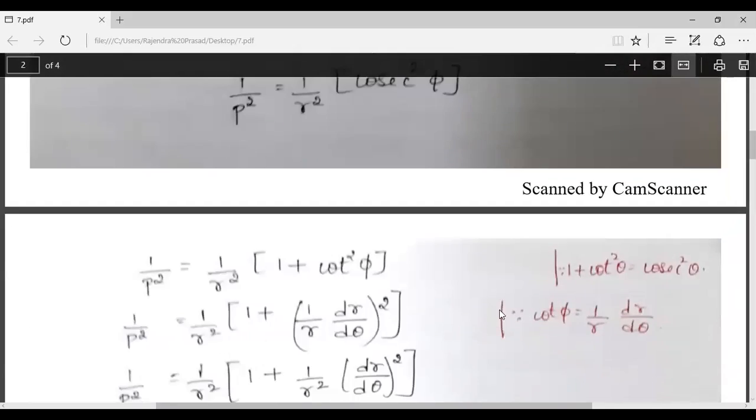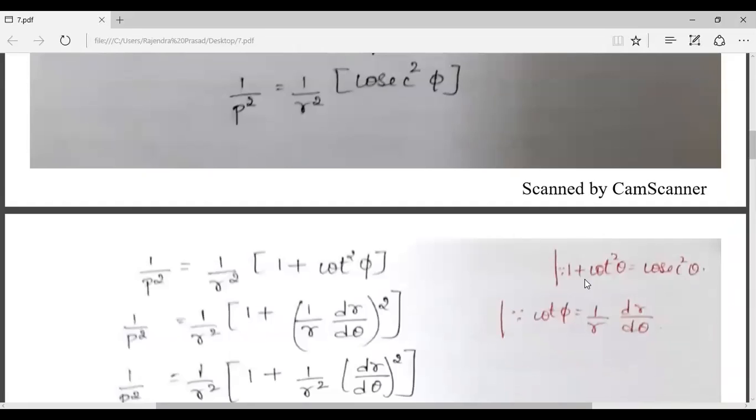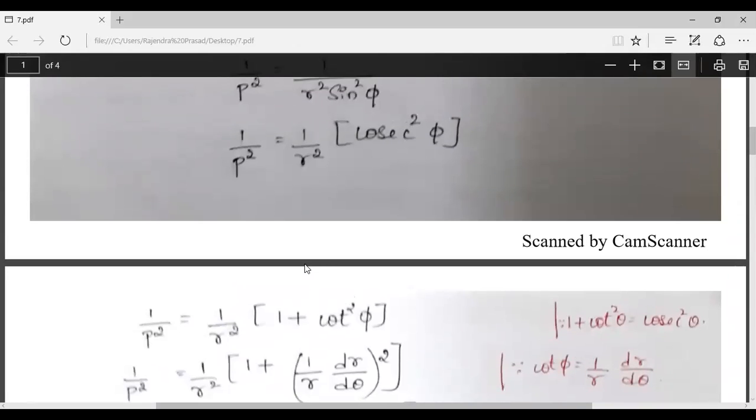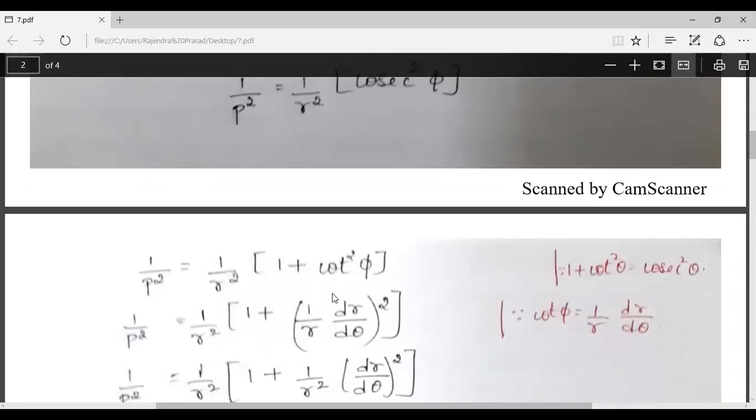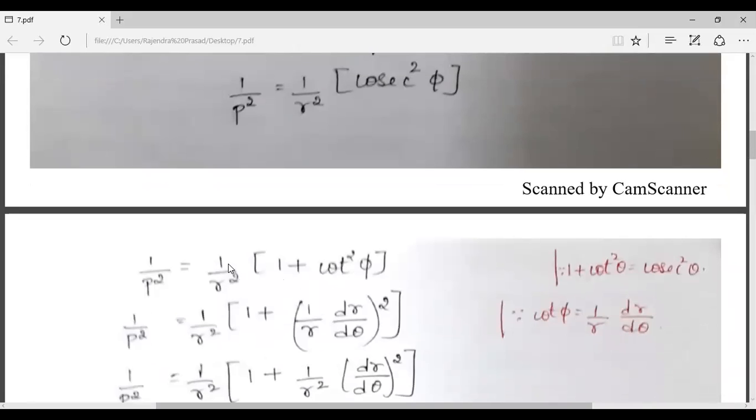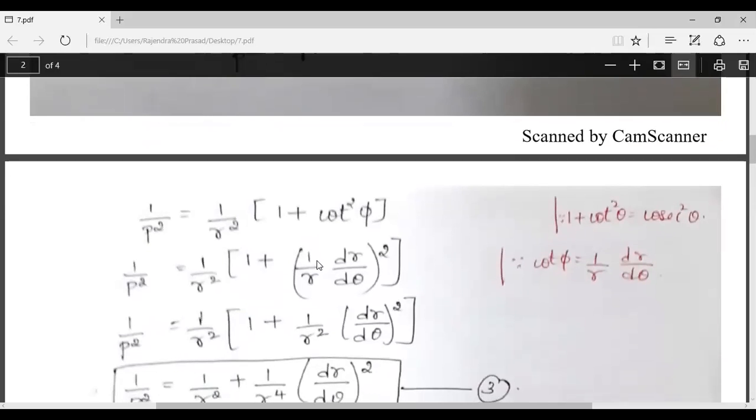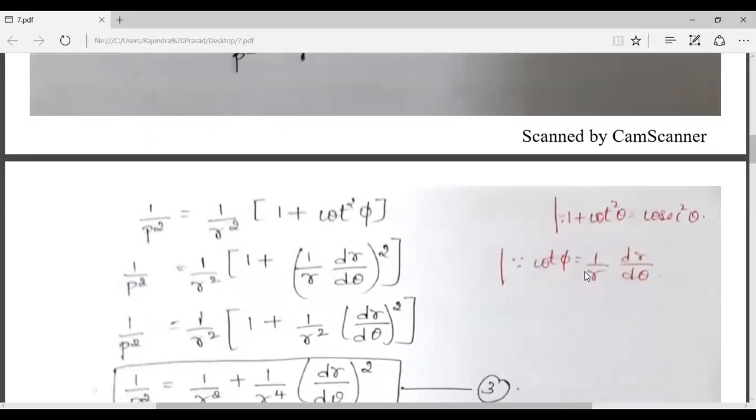Next, observe carefully here. Cosecant square pi is equal to 1 plus cot square pi. In place of cosecant square pi, we can write 1 plus cot square pi. Then 1 by r square is outside, multiplied with this. Before that, in place of cot pi, we have to substitute 1 by r into dr by d theta.